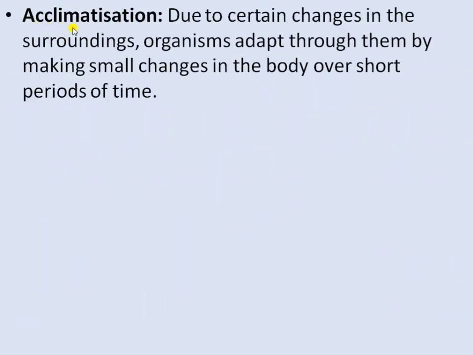Next is about acclimatization. Due to certain changes in the surroundings, organisms adapt by making small changes in their body over a short period of time. That is acclimatization. We can say that acclimatization is the adjustment done by an organism when temporary changes occur in its normal habitat. It's simple: the organism adjusts to a gradual change in its environment, like temperature or humidity. These changes are temporary, and these adjustments reverse when the normal conditions return.